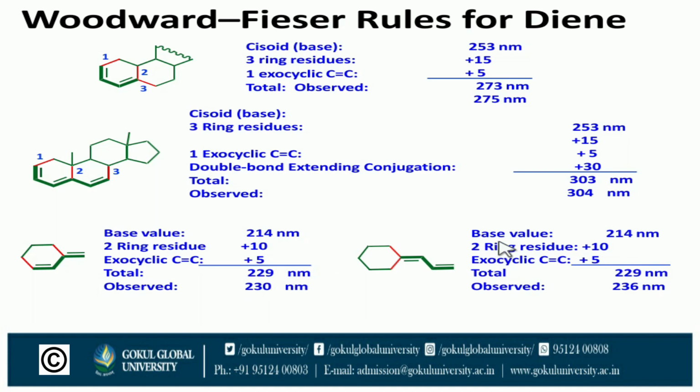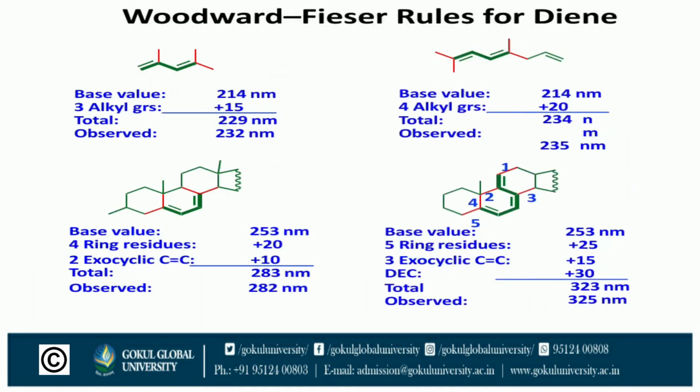then the total value is 229 nanometer. Now the base value in this structure, sixth number example, 240 nanometer for the base value, 2 ring residues present here, then 2 into 5 is equal to 10, exocyclic C double bond C present here, then plus 5, total 229 nanometer, observed is 236 nanometer.